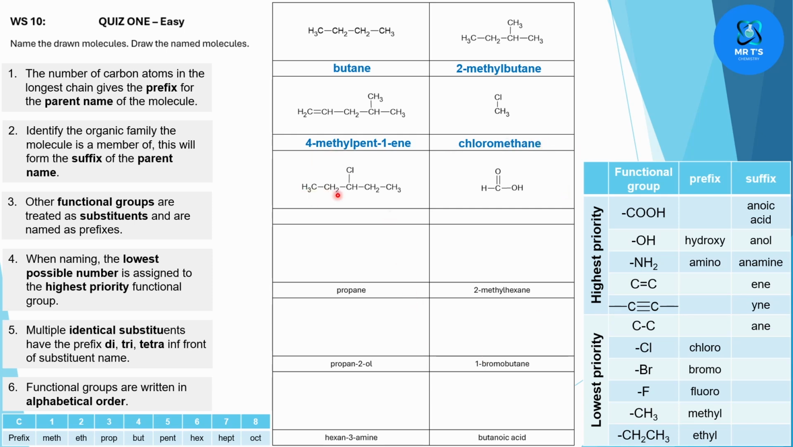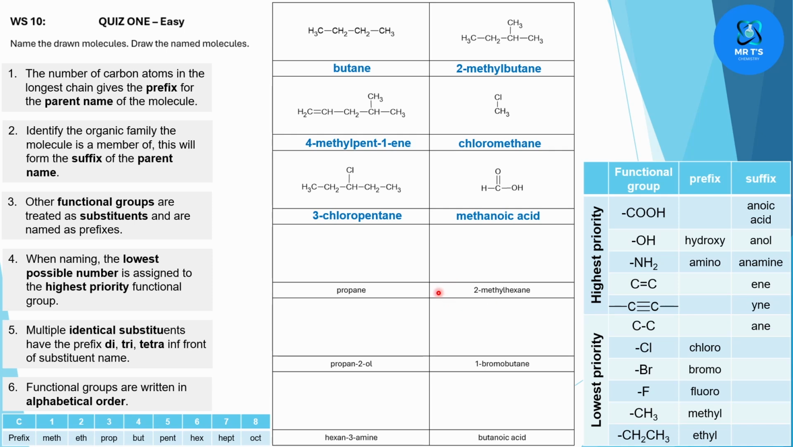The next one has 1, 2, 3, 4, 5 carbons in a chain. It has a chlorine group attached off the 3rd carbon. So 5 carbons is pent. They are all carbon-carbon single bonds with no specific functional group that will change the suffix. This is going to be called pentane. It's 3-chloropentane. The next one has a carboxylic acid functional group, and there is only 1 carbon. So it is methanoic acid.